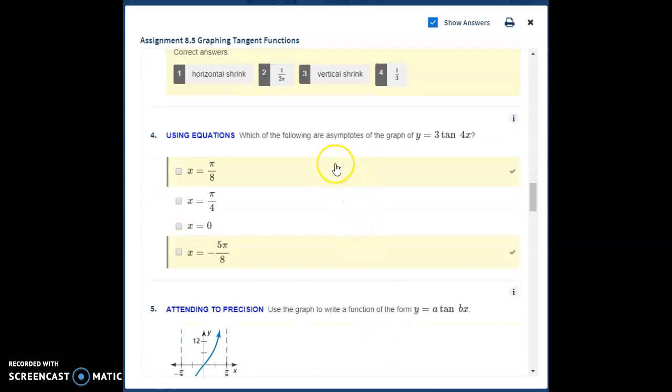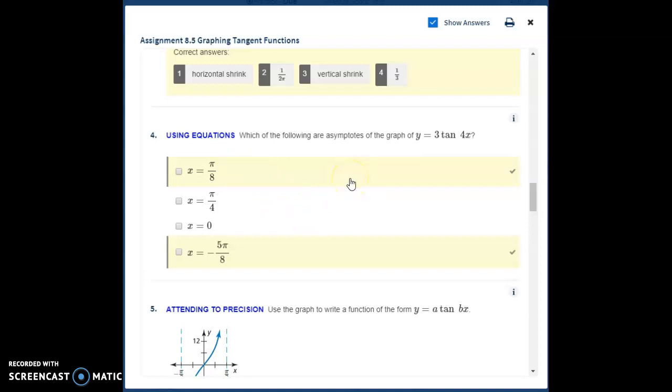Okay, the next one, number 4. Which of the following are asymptotes of the graph of 3 tangent of 4x? Well, to find an asymptote, you take pi and divide it by 2b, where b is 4. So we're going to take pi and divide it by 2 times 4, which is 8. So we're going to look at multiples of pi over 8.